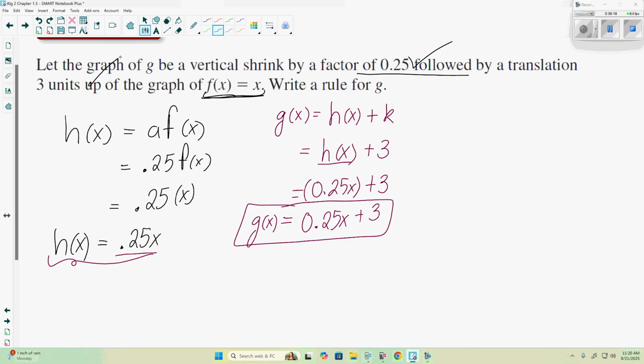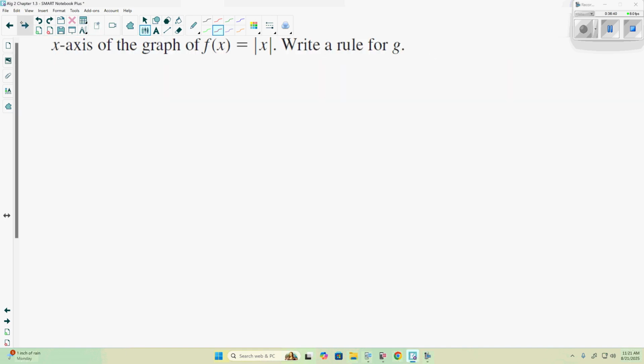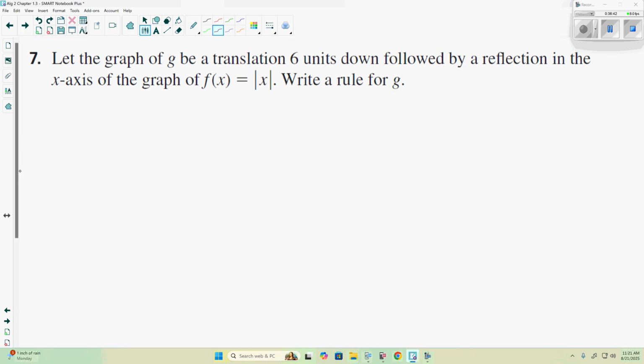Now, hopefully you notice that these transformations, when we do multiple of them, we just did one transformation, got to the answer for it, then did the next transformation to it. So we're just applying one of them at a time to get to the final answer. So it's really just what we've been doing. We're just doing more than one of them. Let's look at one more.